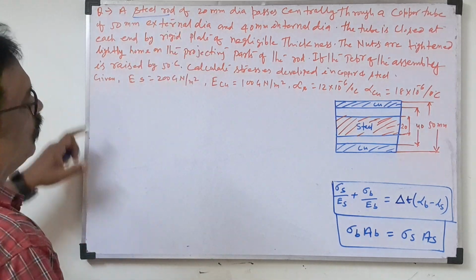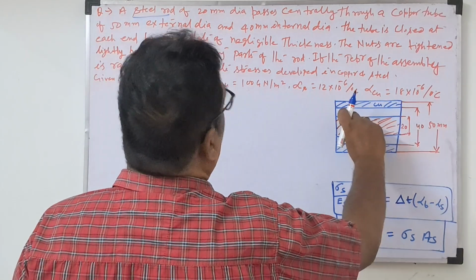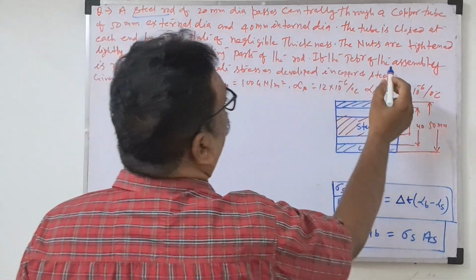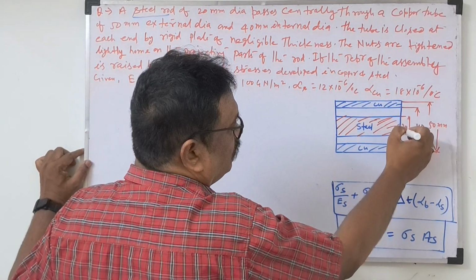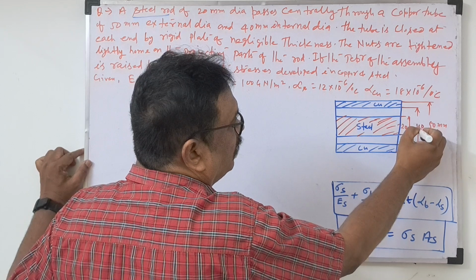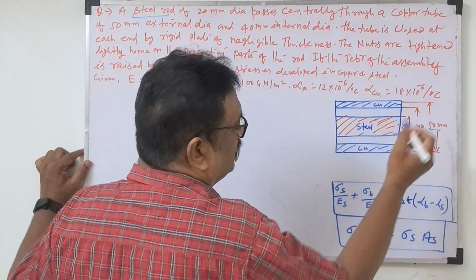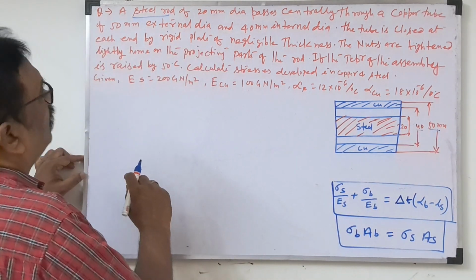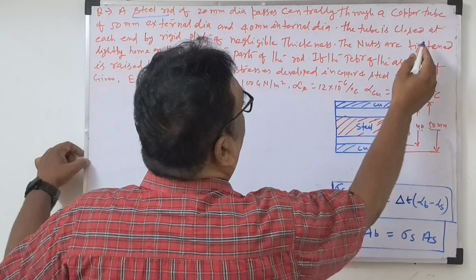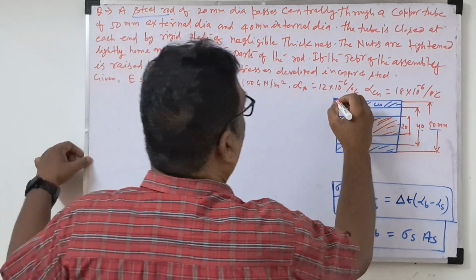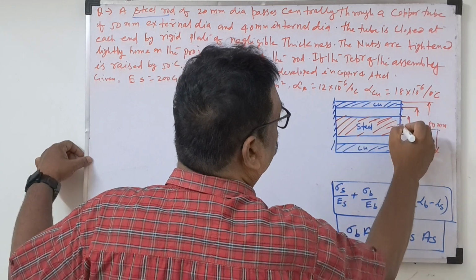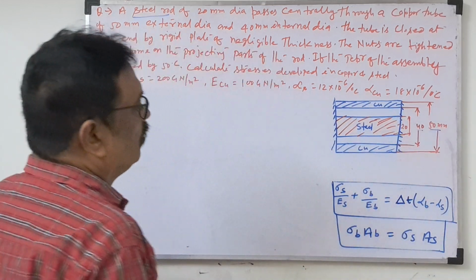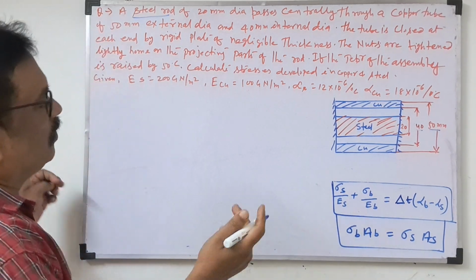A steel rod is 20 mm dia. It passes centrally through a copper tube. So inside the copper tube, the copper tube has 40 mm internal dia and 50 mm external dia. Both ends are closed and fixed, so both ends are rigid. Now, which bar will elongate more?